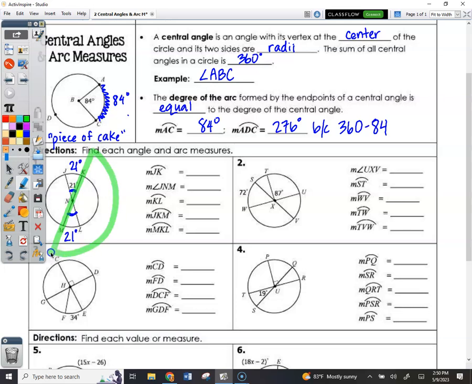Semicircle. And if you have a semicircle, you have a secret number attached to that. What is it? 180. So if this is 180, and that little chunk is 21, do I know what this remaining piece is? How do I find it? 180 subtract 21. 180 minus 21 would give me this right here. And what is that?